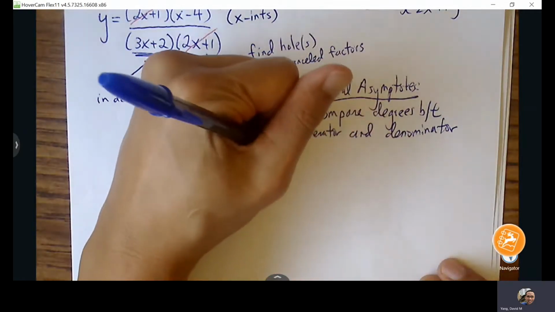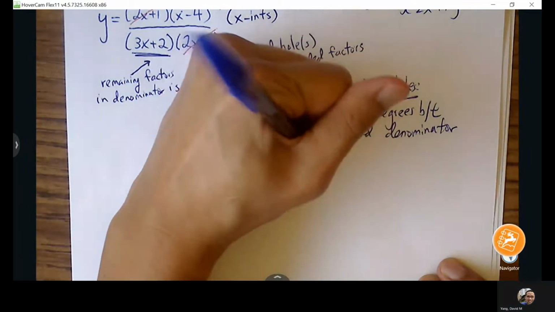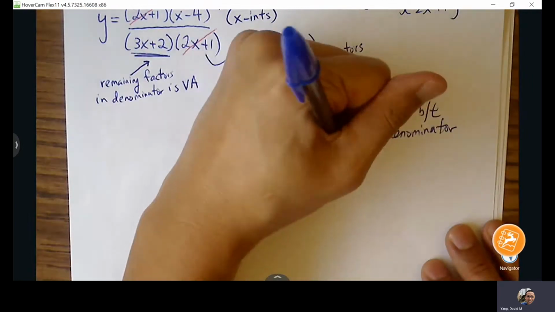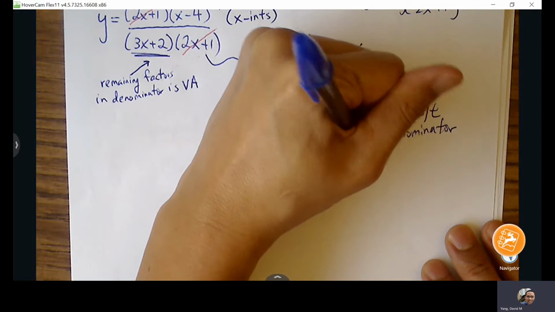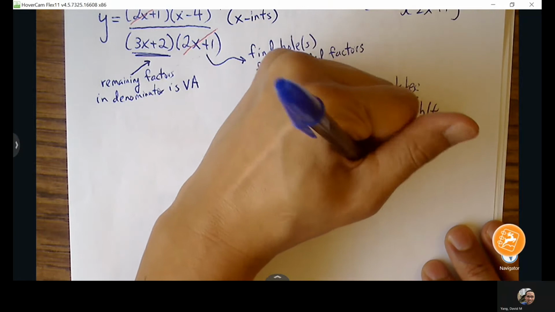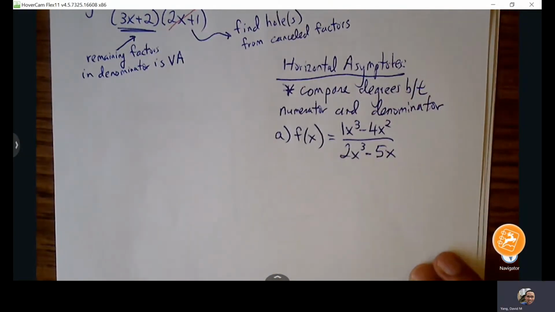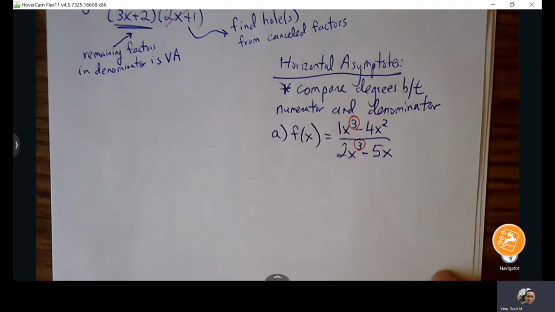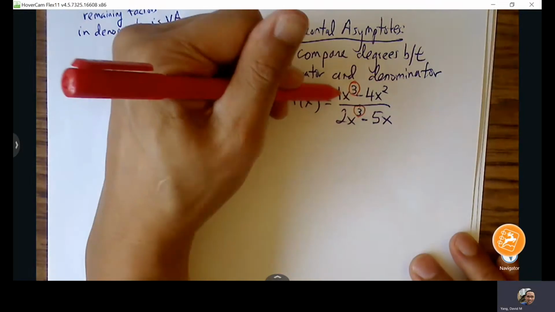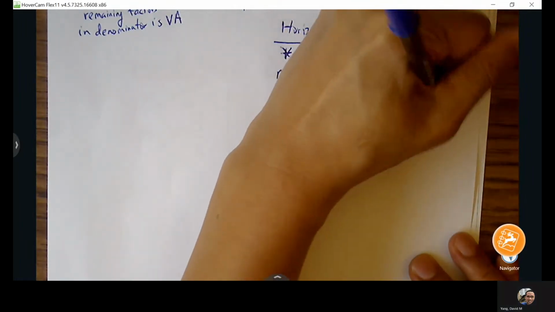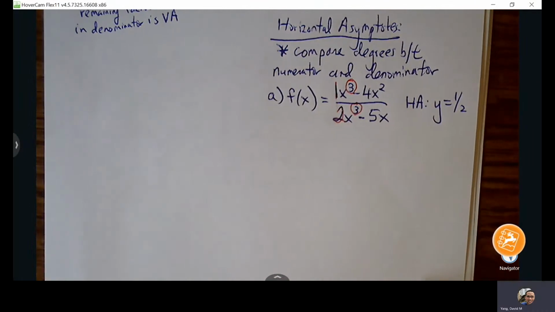So let me give you some scenarios here. First scenario is if the numerator and denominator have the same degree. Okay, so here's an example. Okay, so I'm going to identify the highest exponent, 3 up top, 3 below. Notice the degrees match. So I'm just going to look at the number that is attached to those variables, and that fractional value is my horizontal asymptote.